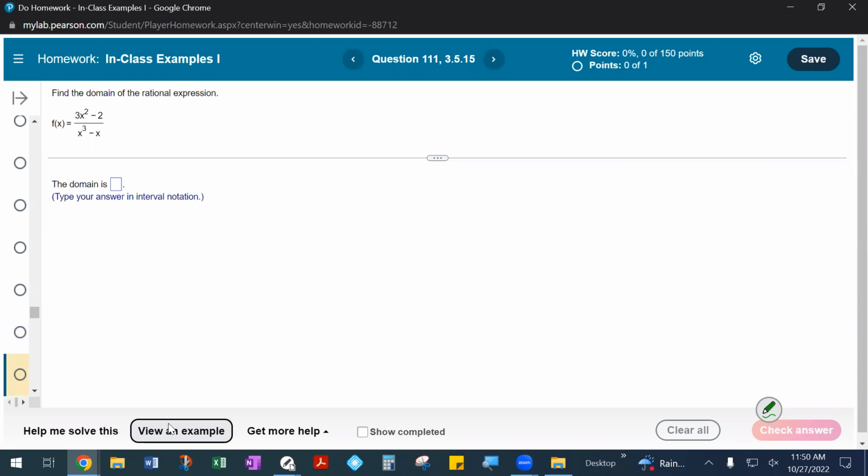Let's see what our next example is. Kind of similar to what we just talked about. X to the third power minus x is our denominator. And when you're talking about domain, the numerator really does not matter. It's only the denominator that's causing problems. So can you tell me what makes our denominator 0?